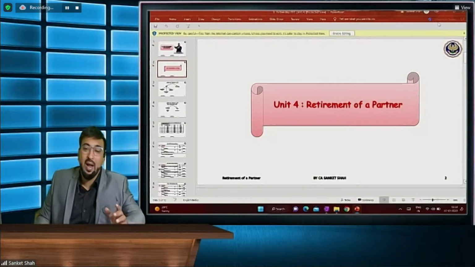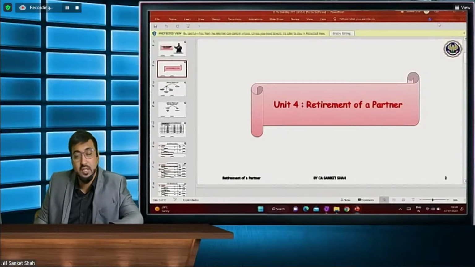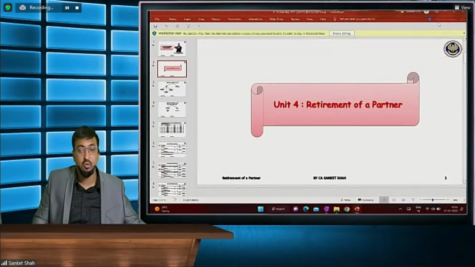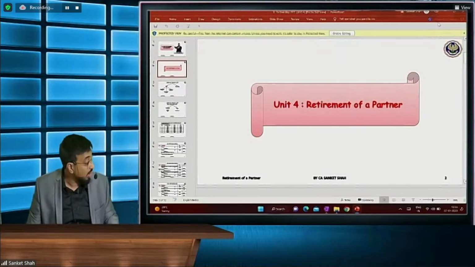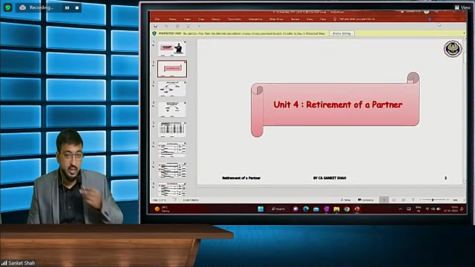No, beta, revaluation account will give you change in the assets and liabilities. Miss Shri, assets and liabilities will get changed. And here, this value is not going to change. So retirement, hidden goodwill, beta, we will take in the question.